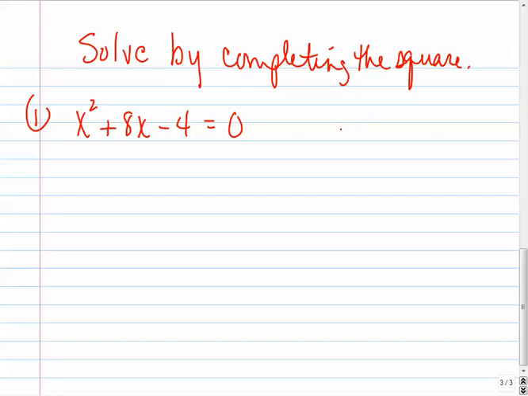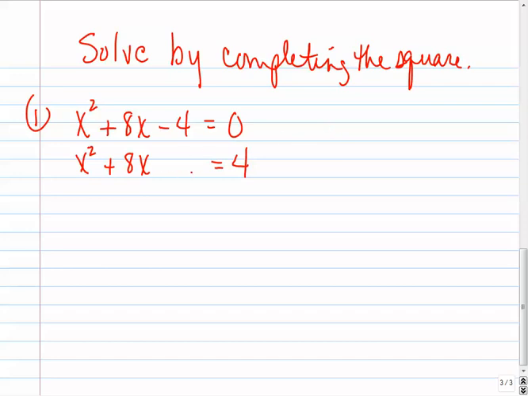Let me say this: you want to make sure the coefficient of x squared is 1 if you want to complete the square. If it's not, you probably want to try another method of solving, because it just gets too complicated. So this minus 4 didn't help me out any. I want to leave x squared plus 8x on the left side, and I'm going to add 4 and bring it over to the right side, just to get that constant out of the way.